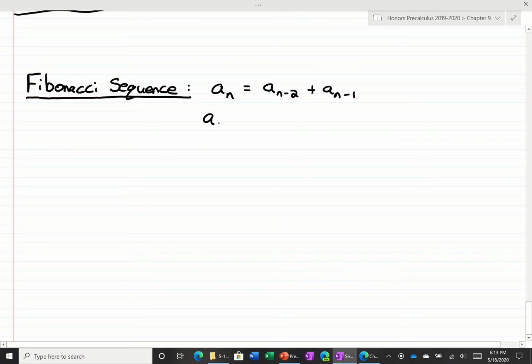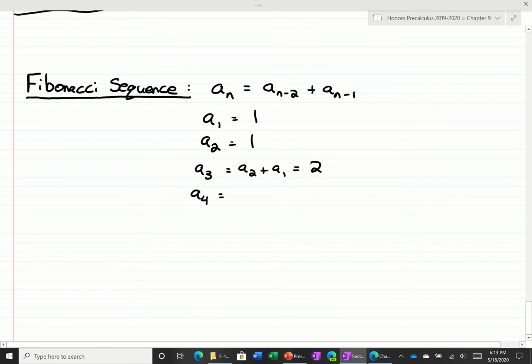So if we start with the first term, let's let it be 1. The second term is 1. Then to get the third, we're going to take the previous two terms and add them together. 1 plus 1 is 2. To get the fourth number, we're going to take the third and the second, and if we add these two together, you get 3. To get the fifth term, you add the fourth plus the third, and you'd get 5. And we could just let this keep going on and on forever.